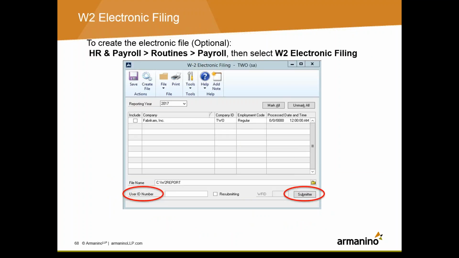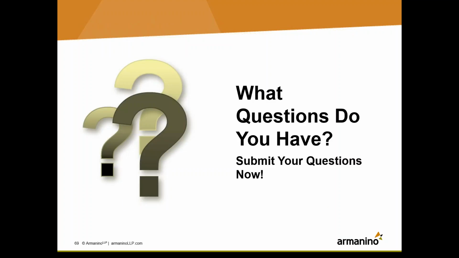To create your W-2 file for electronic filing, you will go to this window and just make sure you put the information in and then click on the Submitter window button in the lower right-hand corner. And that will conclude the payroll year-end close module.